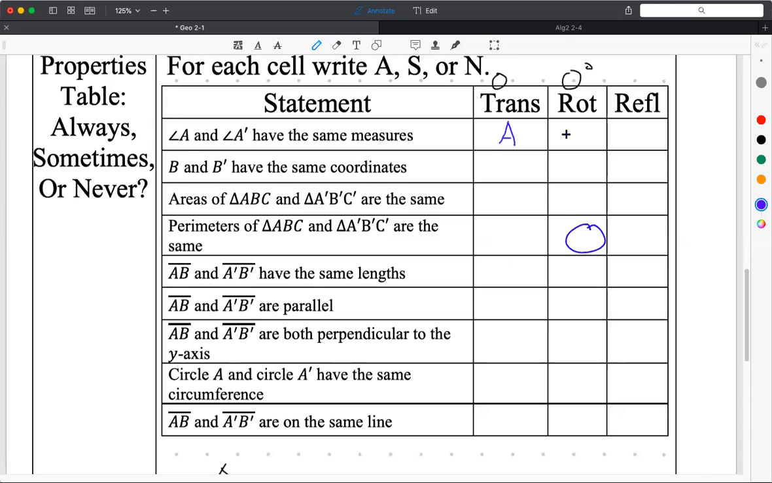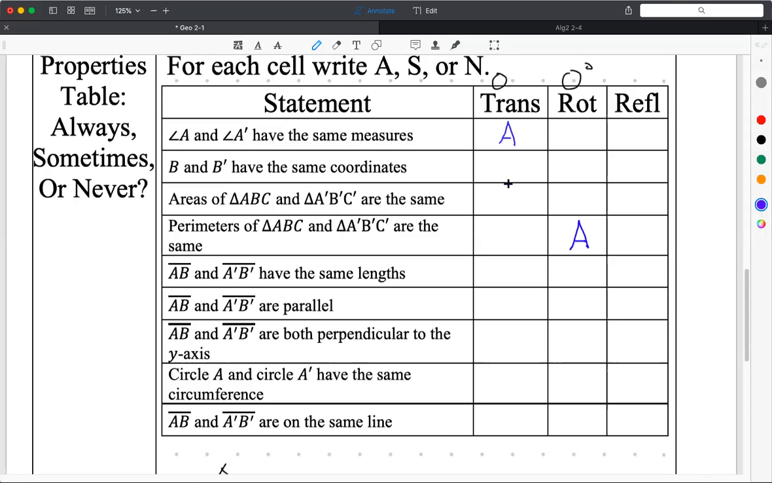I don't know how well I'm going to do this, but the way I think of it is you can rotate it any which way you want, but no matter what, it has to be the same size in your rotation. So it can't change. Yeah, exactly. Perimeter can't change.